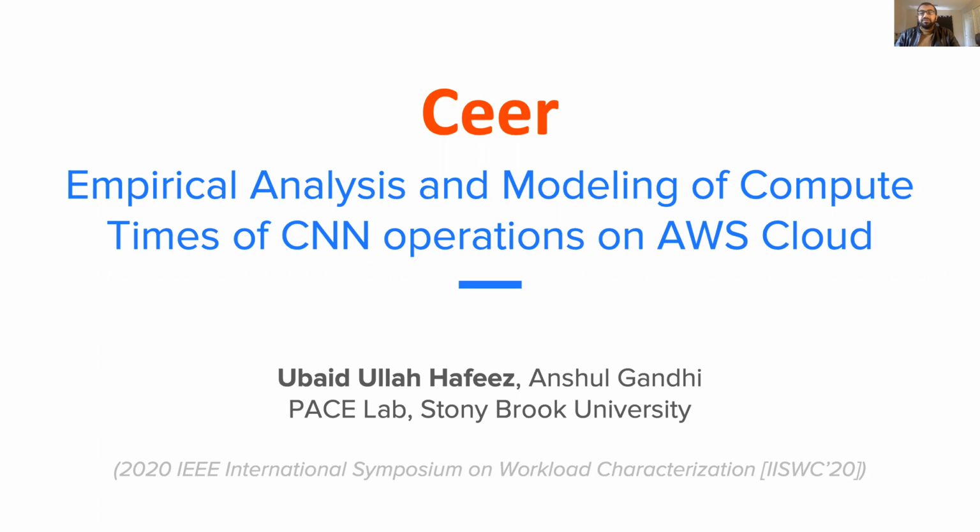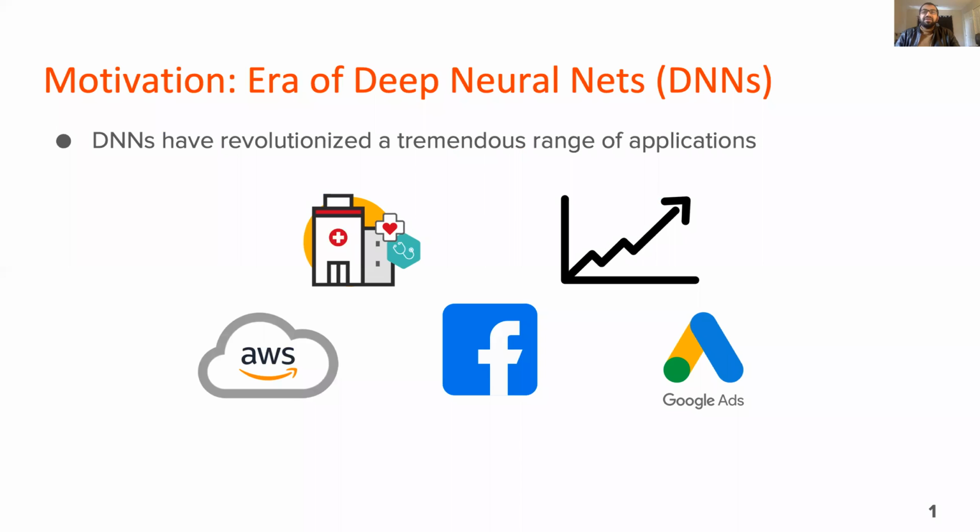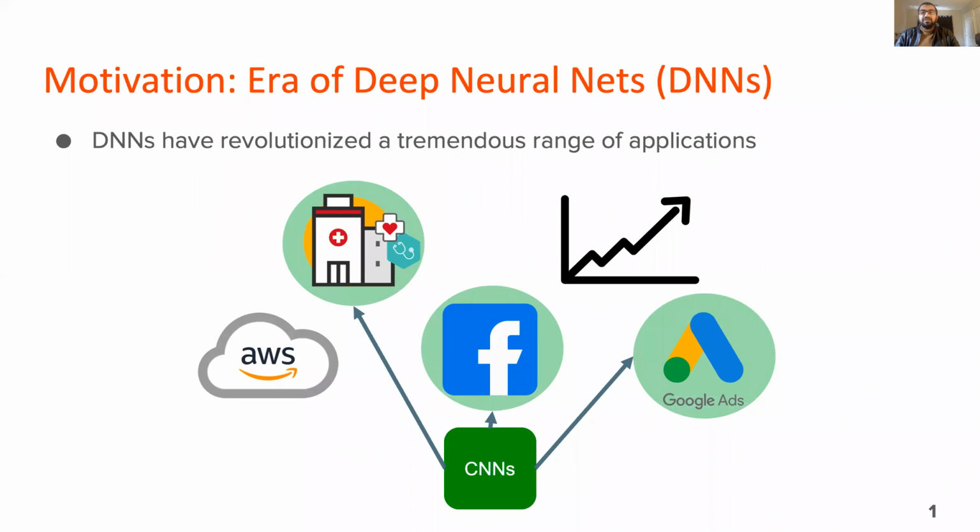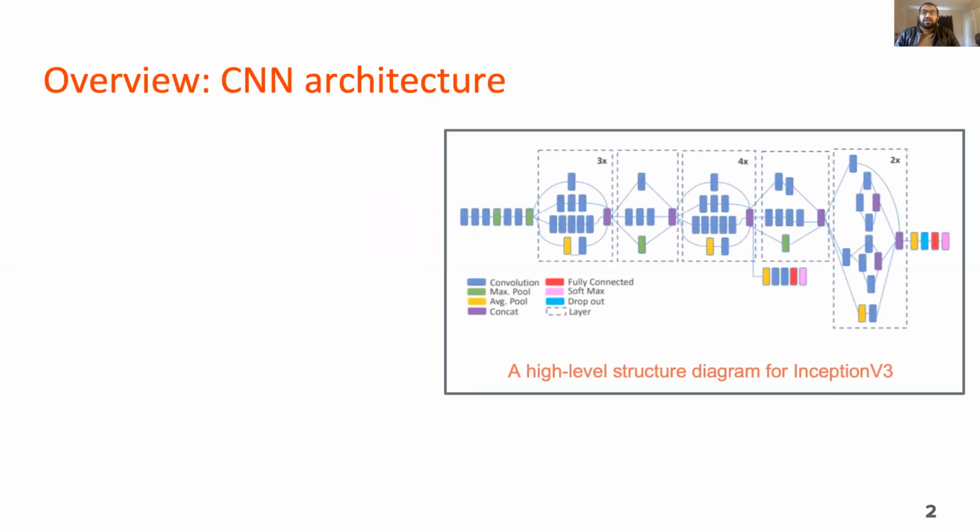Let's get started. Deep neural nets are being used in a large variety of applications ranging from healthcare, stock exchange, cloud services, or even social media and many more. However, not all DNNs are the same. For example, CNNs are more extensively used in healthcare, social media, and advertisements. Figure on the right shows the high-level structure of a popular CNN, Inception V3.